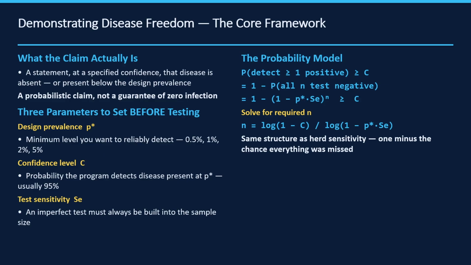The model is the same one we've used all day. The probability of detecting at least one positive is 1 minus the probability that all n animals test negative, which is 1 minus (1 minus P star times sensitivity) to the n. Set that greater than or equal to C, solve for n, and you get n equals log of 1 minus C over log of 1 minus P star times sensitivity.